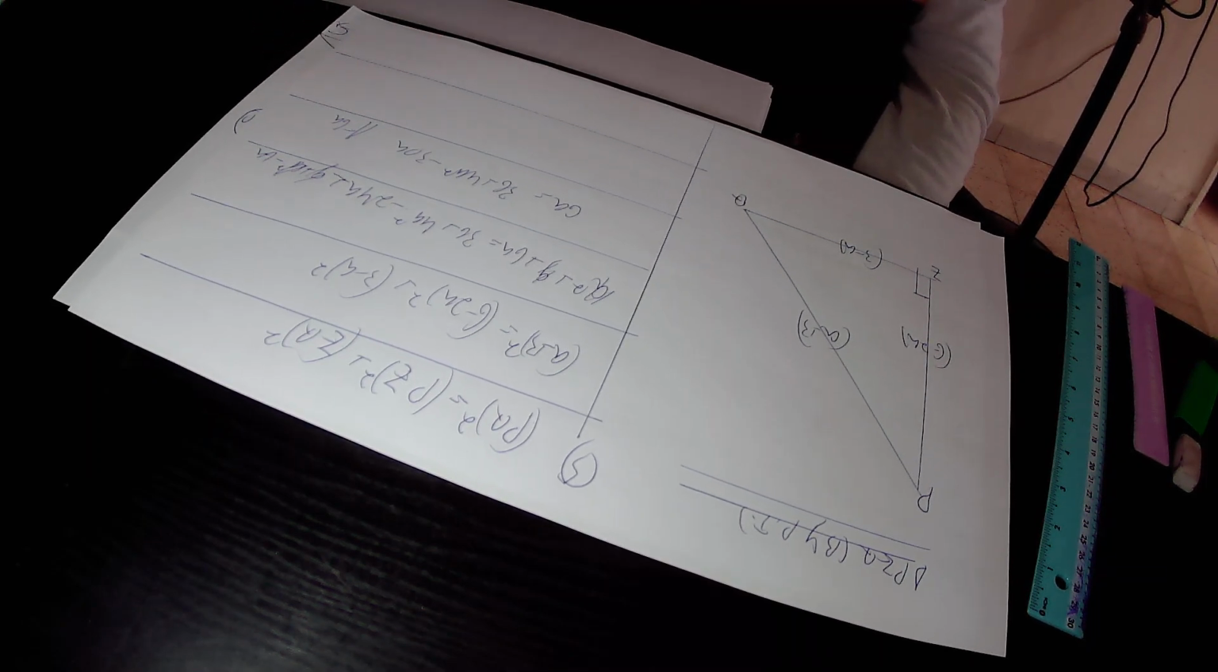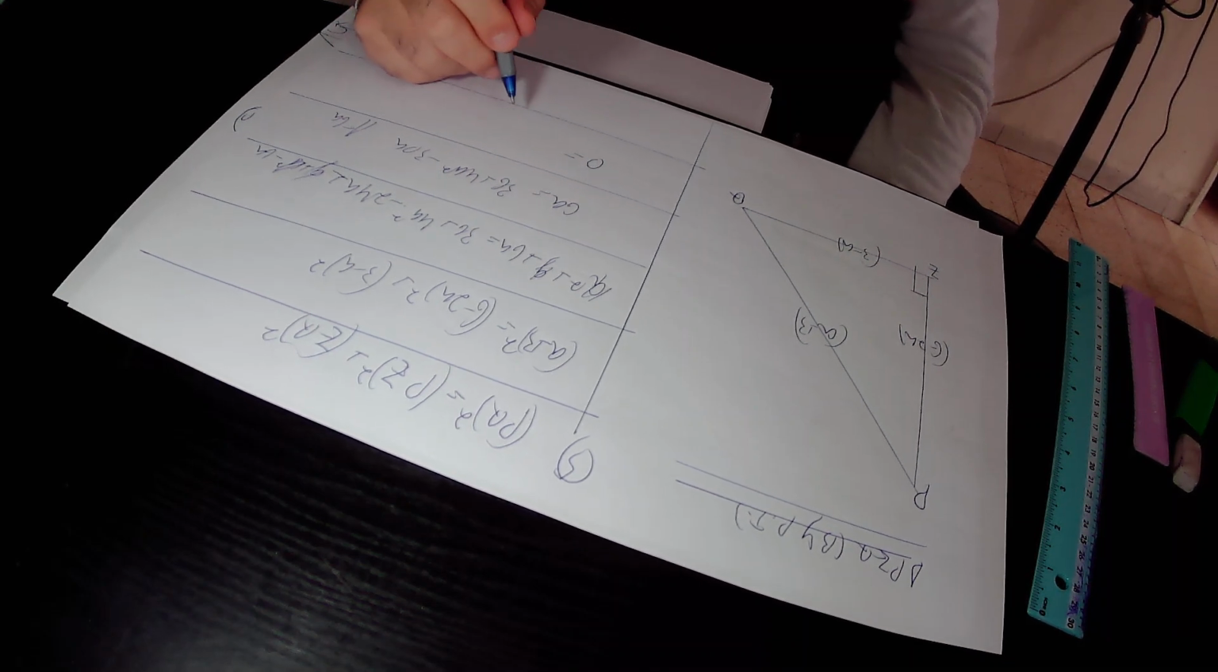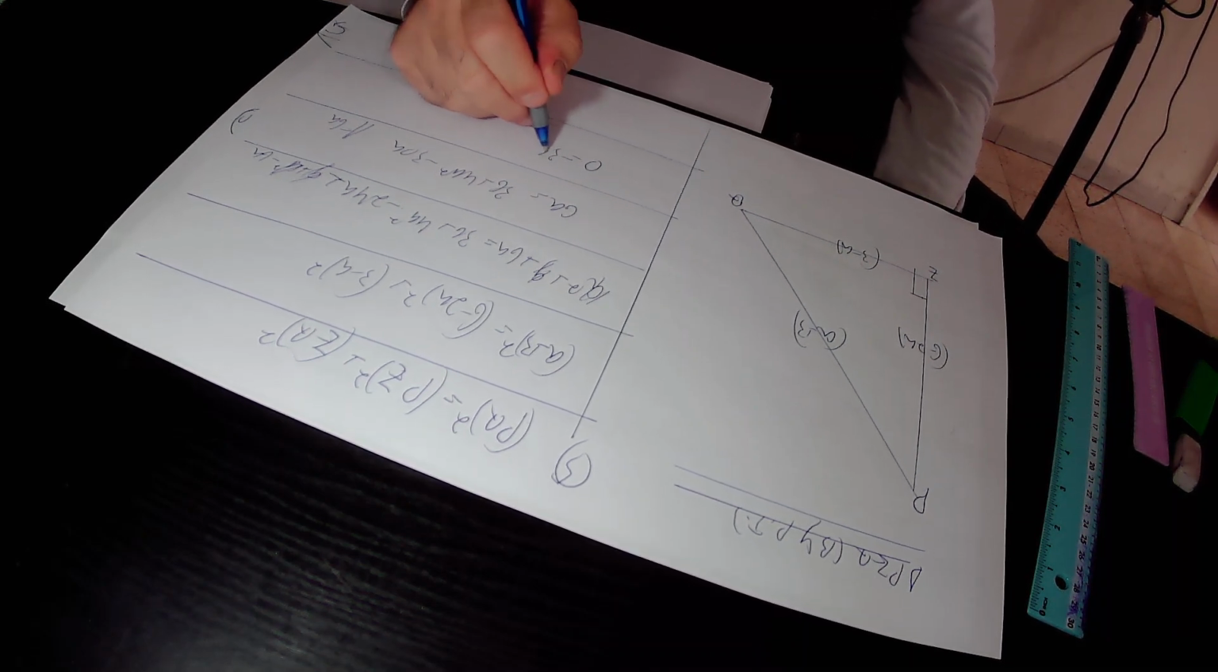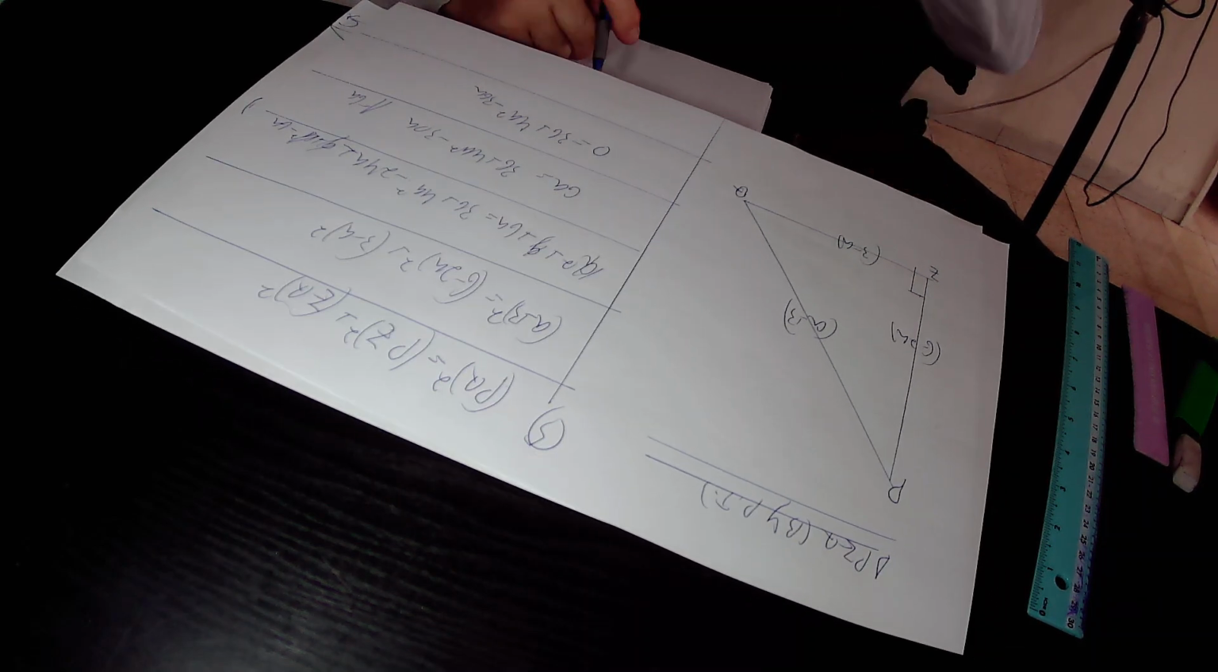So after we subtract 6A, on this side of the equation we have nothing, this is just 0. On the other side of the equation we have 36 plus 4a squared and minus 48 minus 6a is minus 36a. So here we divide this equation by 4.